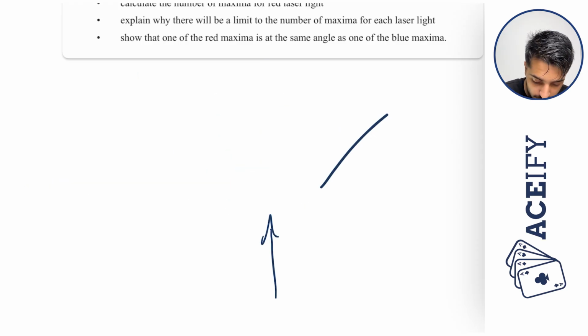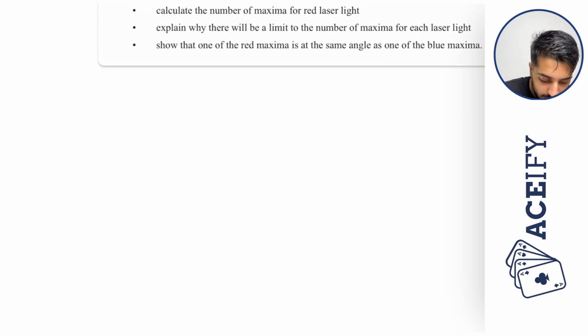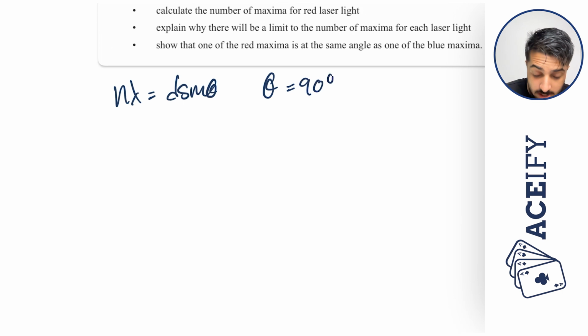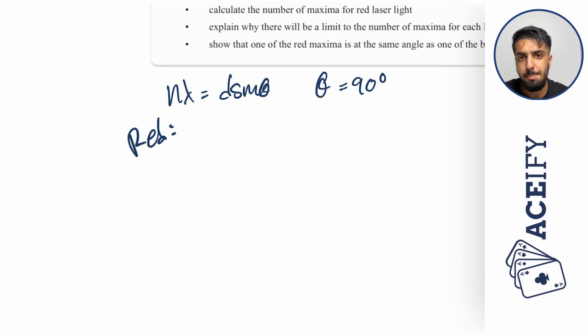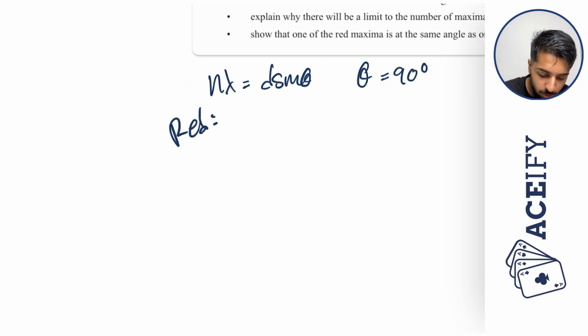And so to calculate the number of maxima, we can again use our trusty n lambda is equal to d sine theta. And if we set theta to 90 degrees, that will give us the amount of maxima. So let's do that first for the red light. In order to see the maximum amount of maxima, we want to find our n value. And let's say, for example, our n value is 4. This is just an example. This is not the answer.